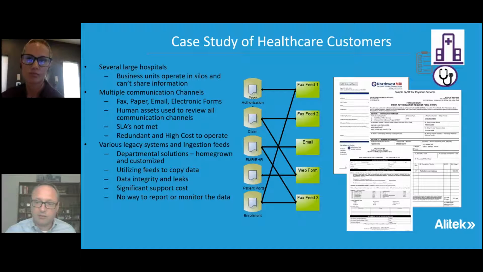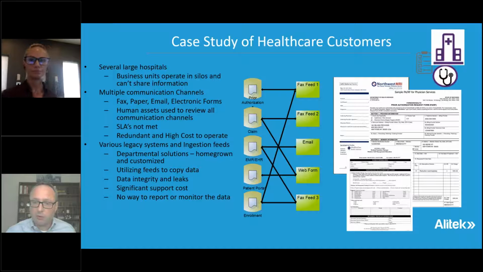Other challenges included managing various legacy systems and ingestion feeds. There were departmental solutions, some homegrown, some customized for just that department. One customer was utilizing the feeds to copy data, which led to data integrity issues and leaks. And then, as I mentioned earlier, there were the support costs.